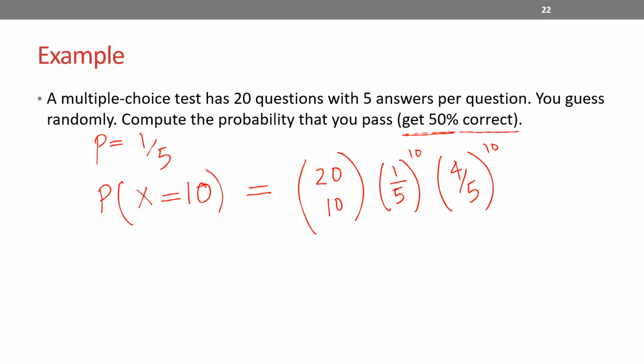In the next video, we'll talk about the uniform random variable and the exponential.